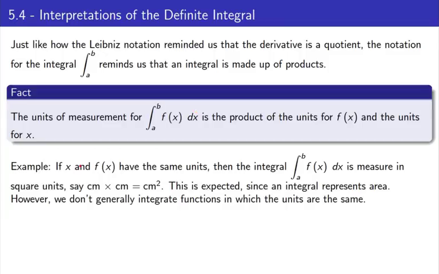Let's suppose that x and f of x had the same units, even though this is not exactly common. You would say maybe centimeters times centimeters would give you centimeters squared, which we know is an area unit. And so it would make sense to say, hey, this actually is an area. But let's take a look at some further ideas here.